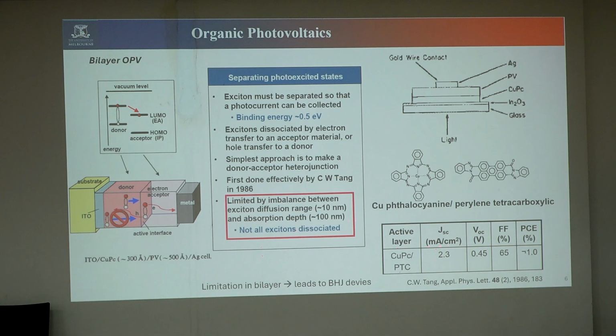It gets dissociated. If it does not reach the donor-acceptor junction, it will recombine and the energy will be wasted, because the charge cannot be separated. So the exciton cannot be dissociated to separate the charges. Then it's actually wasted energy. So this is a simple mechanism. We will go into detail.